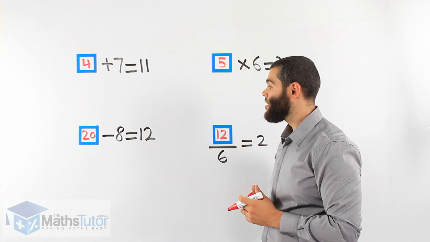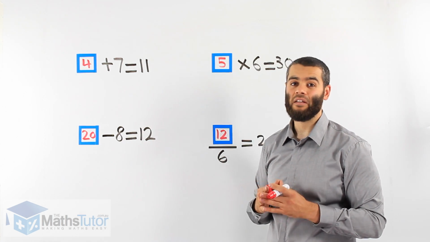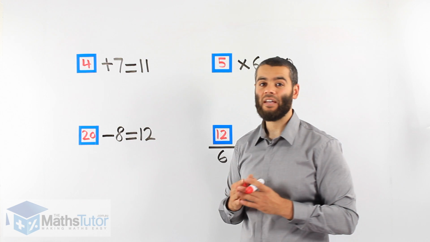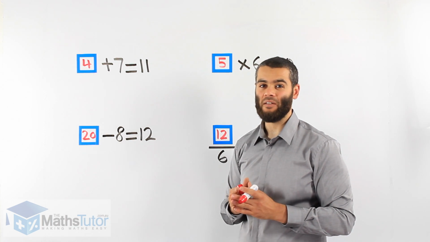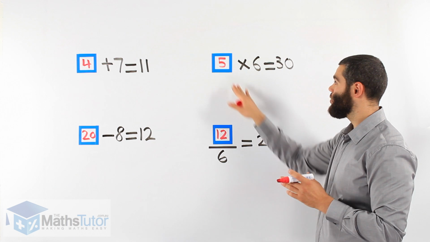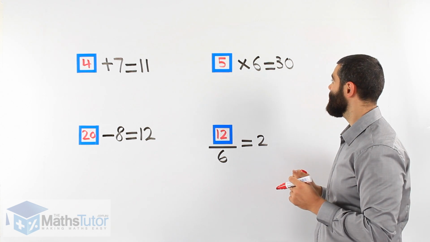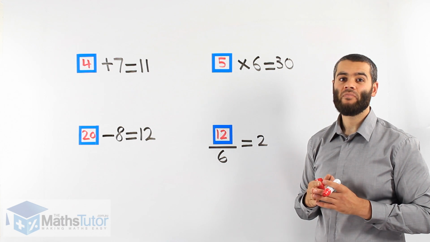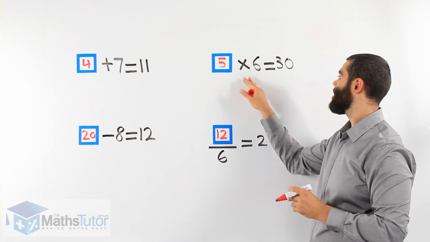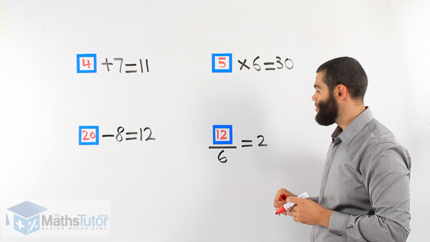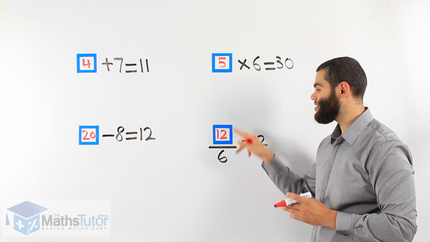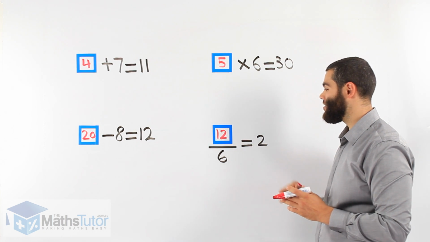What about here? Something take away 8 is 12. We said 20 take away 8 is 12. What did your brain do? Your brain actually added the 12 and the 8 together to make a total of 20. Here, 5 times 6 is 30. How did your brain work out 5? Well, your brain did 30 divided by 6. It divided by 6 and it got 5. So 5 times 6 is 30. Here, your brain said, okay, something divided by 6 is 2. That means 2 times 6 equals 12. 12 divided by 6 is 2.